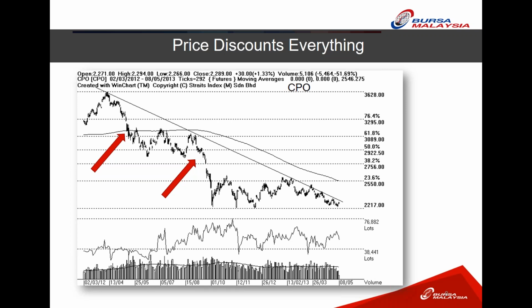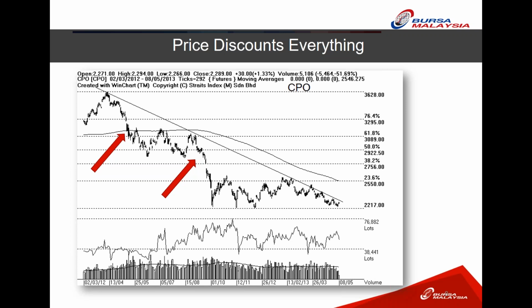That is the whole point of price discounting everything. In fact, any data is most likely already reflected in the price. That's why sometimes you may be shocked that when bad news comes out, the price goes up instead of coming down, because the price already dropped in anticipation of the bad news. Once the bad news actually comes out, it is not as bad as we predicted, or the bad news is already priced in. So we look for what is next.